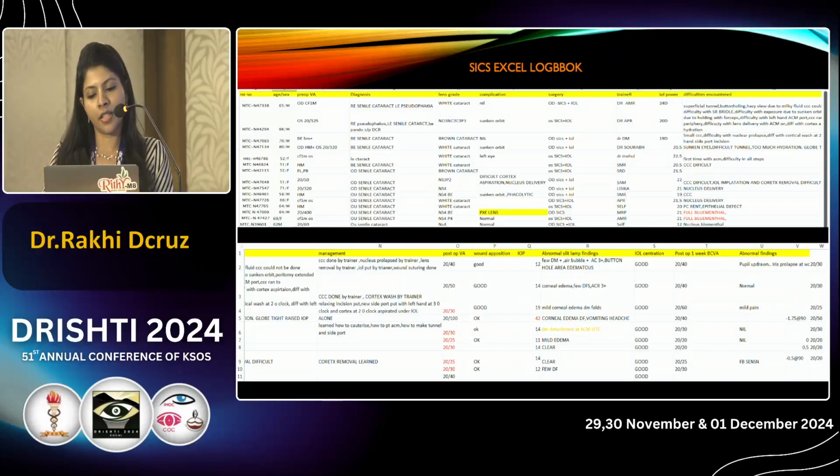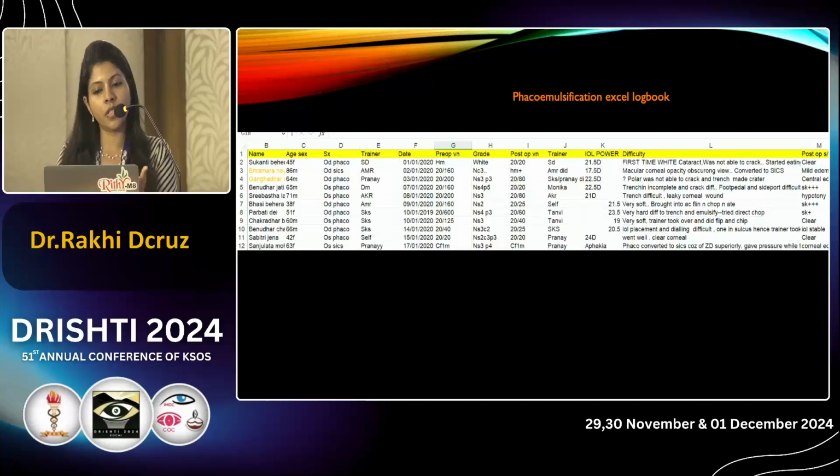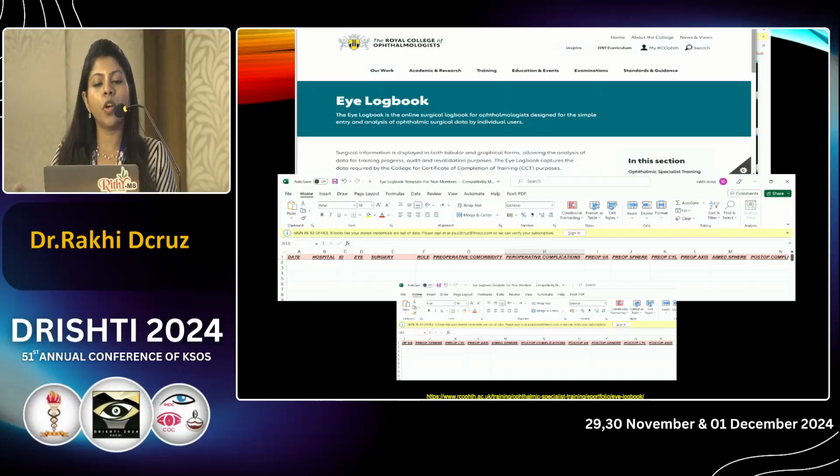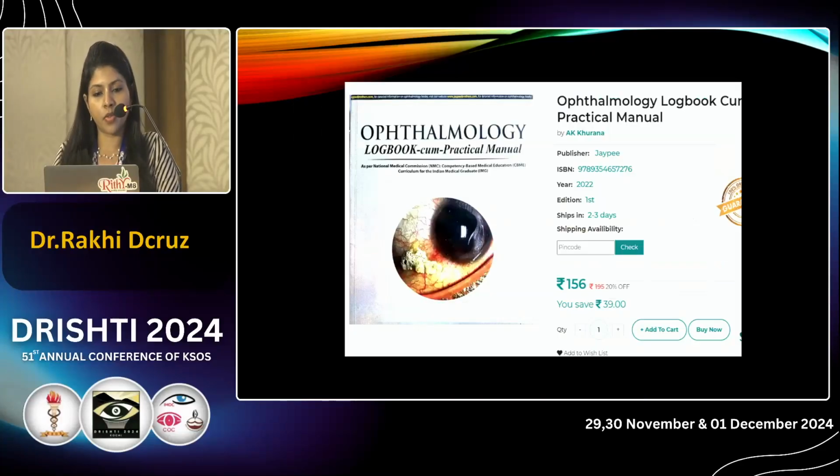So you can actually just download Excel in your phone and try to create a logbook like this also. This was another one which I created for phaco also. So if you don't want to make your own logbook, this Royal College of Ophthalmologists site has a ready-made online logbook, iLogbook, which can be downloaded easily and you can start entering in that also.